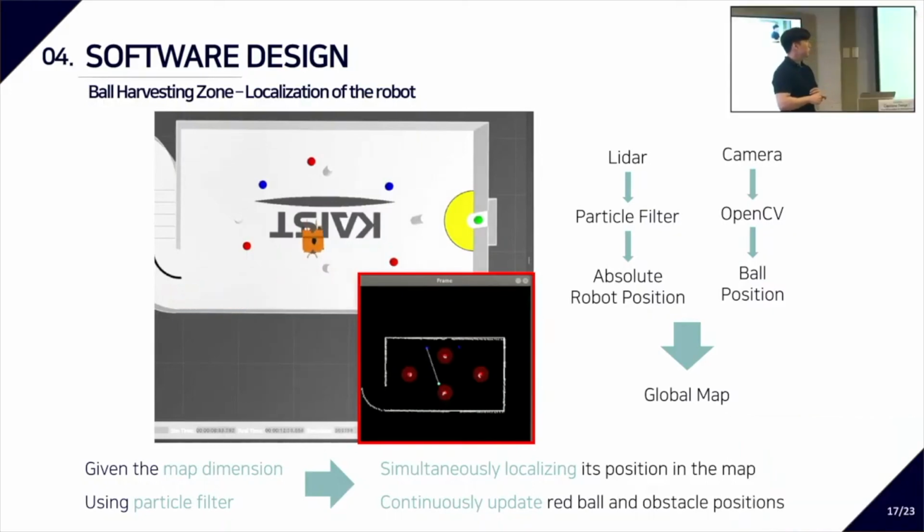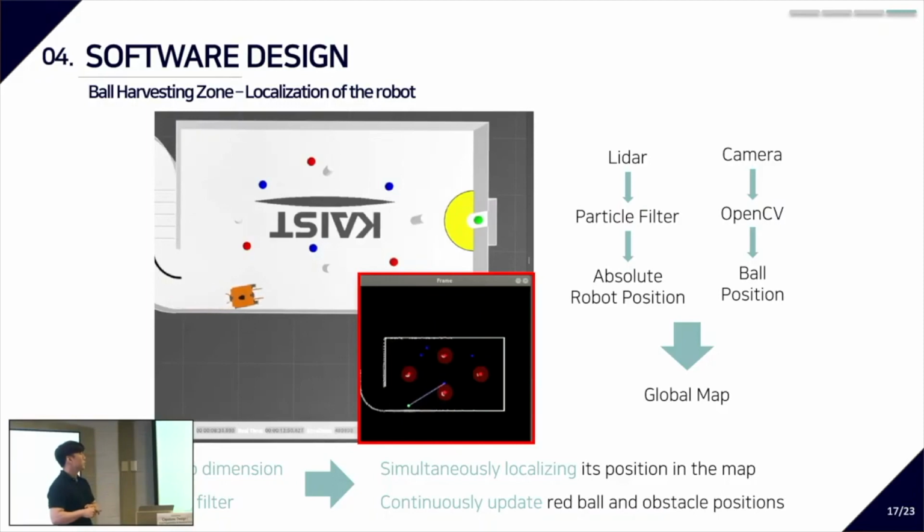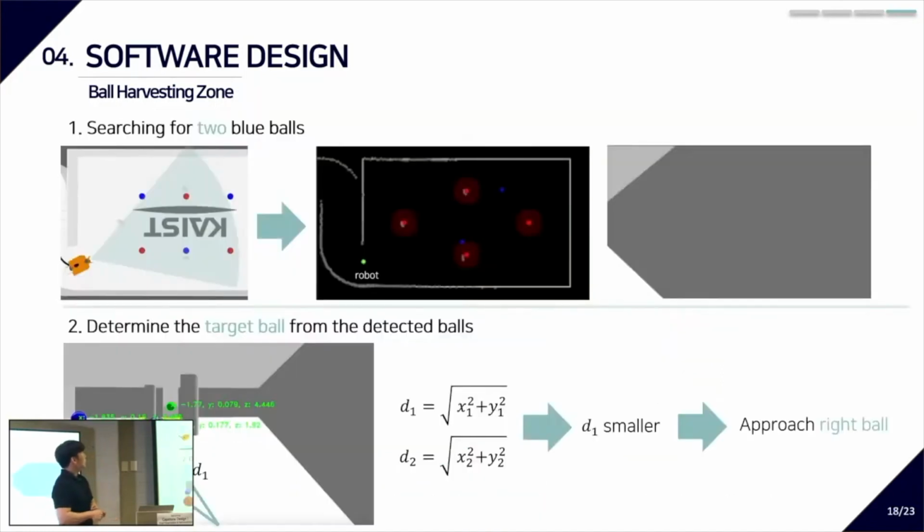When it enters the ball harvesting zone, it uses LiDAR and a particle filter to calculate the absolute robot position in the map. And the camera, with OpenCV, proceeds with the image processing and gives the ball coordinates in the map. And this simultaneously updates the red ball and obstacle positions and locates the robot position in the map, as you can see. When it enters the zone, it constructs this kind of map and starts rotating.